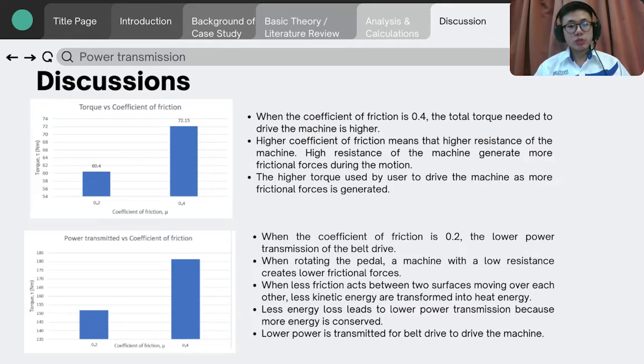The bar chart of power transmission against coefficient of friction shows that when the coefficient of friction is 0.2, there is lower power transmission of the belt drive. When rotating the pedal, a machine with a low resistance creates lower frictional force. With less friction between two surfaces moving over each other, less kinetic energy is transformed into heat energy. Less energy loss leads to lower power transmission because more energy is conserved. Lower power is transmitted for the belt drive to drive the machine.